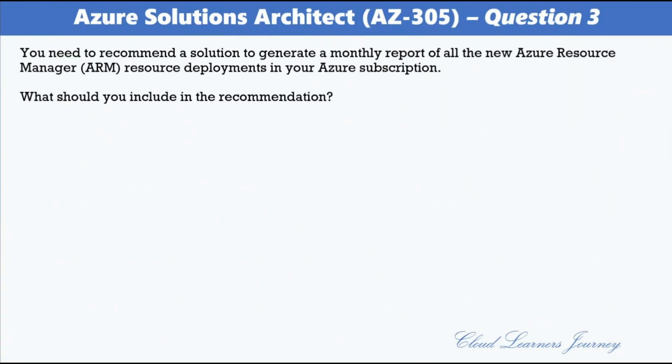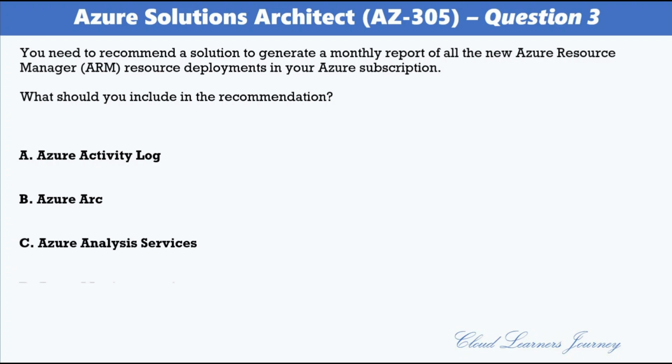Next, question number 3. You need to recommend a solution to generate a monthly report of all the new Azure Resource Manager resource deployments to your Azure subscription. What should you include in the recommendations? And the options are A. Azure Activity Log, B. Azure Arc, C. Azure Analysis Services, D. Azure Monitor Metrics. And the correct option is A. Azure Activity Log. Azure Monitor Activity Log is a platform log in Azure that provides insight into subscription level events. The activity log includes information like when a resource is modified or a virtual machine is started.